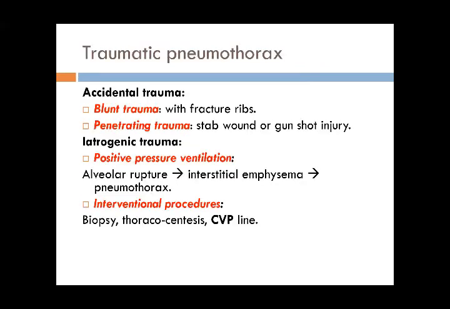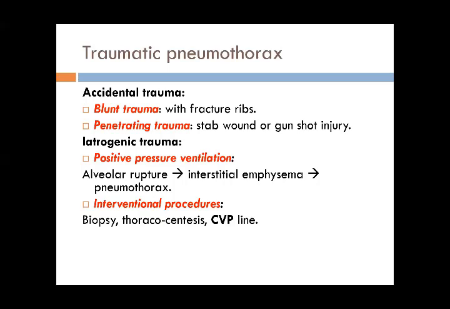Traumatic pneumothorax is usually due to accidental trauma, that is, blunt trauma with fracture of the rib, which can cause pneumothorax. Then penetrating chest trauma, like a stabbing wound or gunshot wound, can cause pneumothorax. Iatrogenic causes include positive pressure ventilation. I have already described that positive pressure ventilation is a very common cause of iatrogenic pneumothorax in the ICUs.